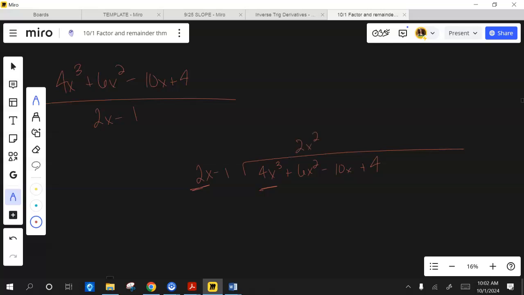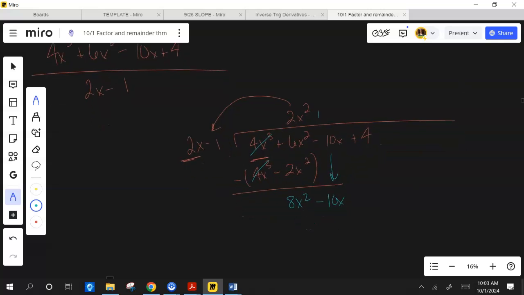2x squared. It goes in the squared column. Multiply around. 4x cubed minus 2x squared. I'm subtracting all of this, so I'm canceling. 8x squared, that's right, and bring down the minus 10x. And now my whole process starts all over again.